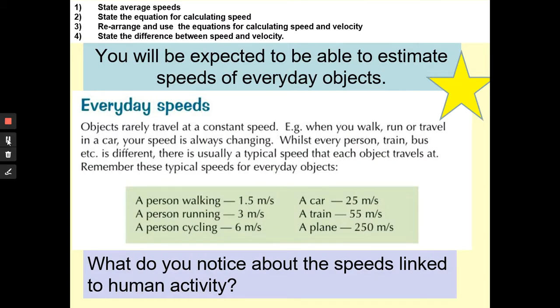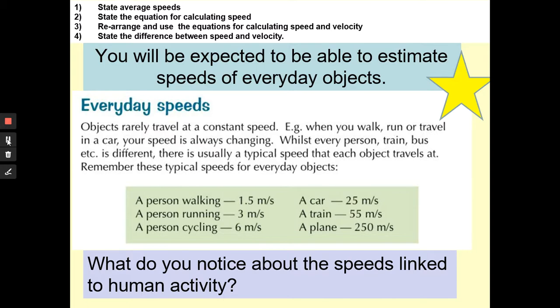So before we start on the maths, let's have a look at those everyday speeds that you're expected to know by your exam board. It's also a good thing to be able to think about. So you're expected to know 6 stated average speeds. You've got 3 to do with a person's movement, and then you've got 3 different modes of transport. So your standard car, train, and plane.